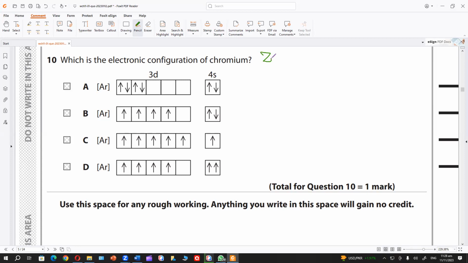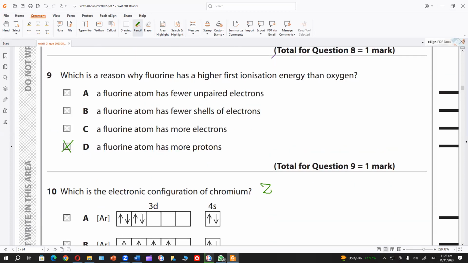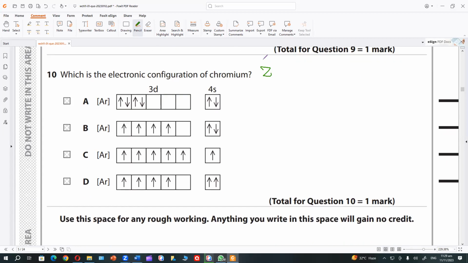Wait, the answer to the previous one, number 9? D, right? It is the shielding effect. Actually, more protons within the same period means that it has greater effective nuclear charge. Okay. Can you tell me the atomic number Z for chromium? Cr is, oh sorry, atomic number, right? 24. Yes. You just need to open a periodic table. Yeah, 24.